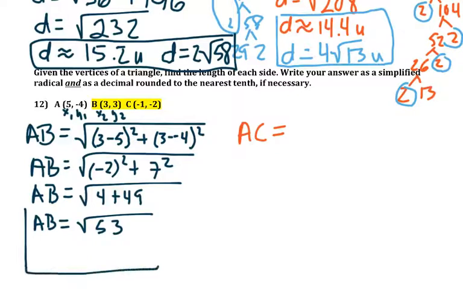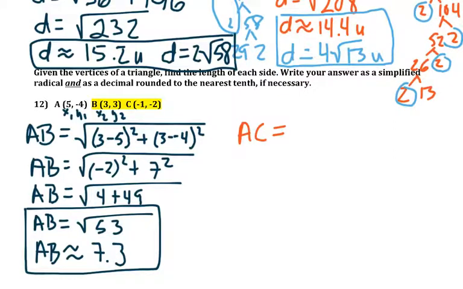So we can leave it at that. We just need to get the approximation. So there's our exact distance from A to B. Now our approximate distance, we're just going to use our calculators, type in the square root of 53, and we get 7, round to the nearest tenth, 0.3.